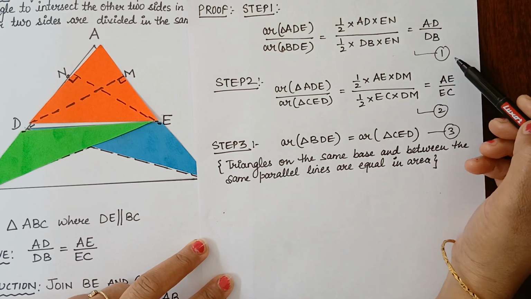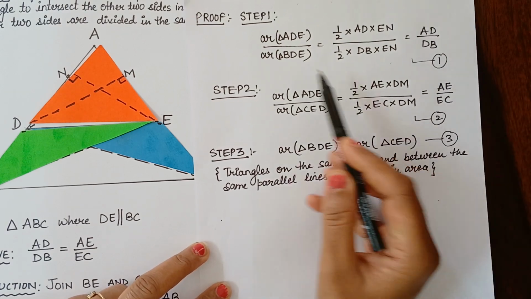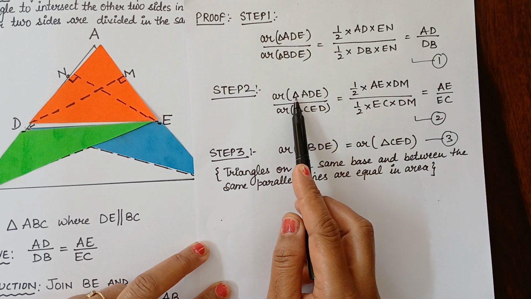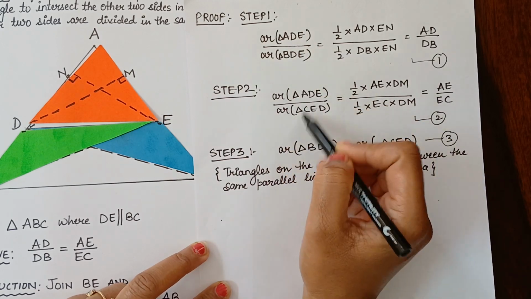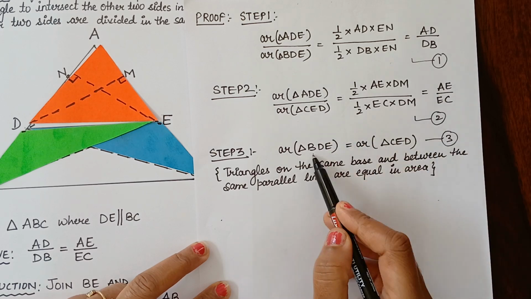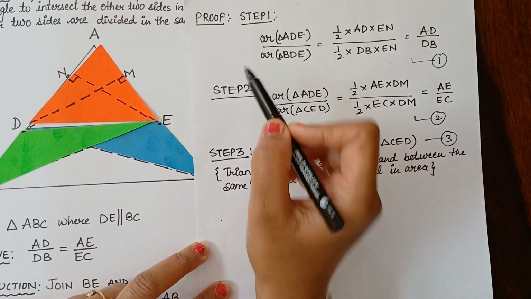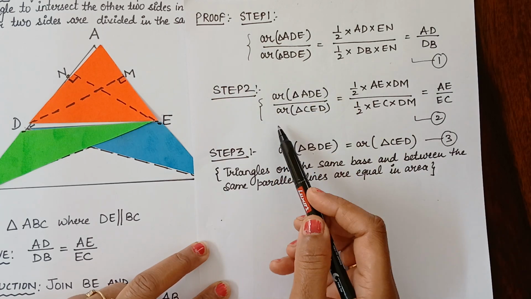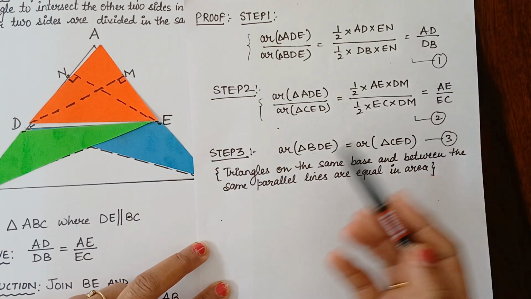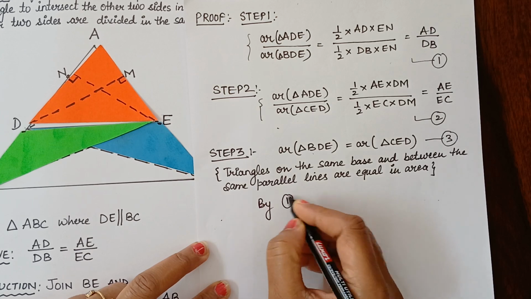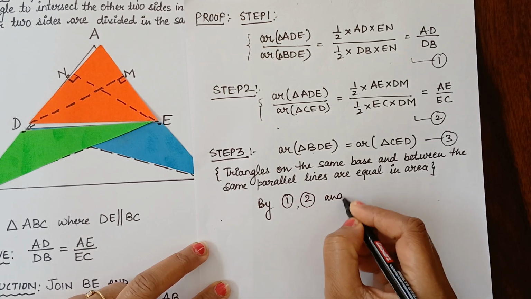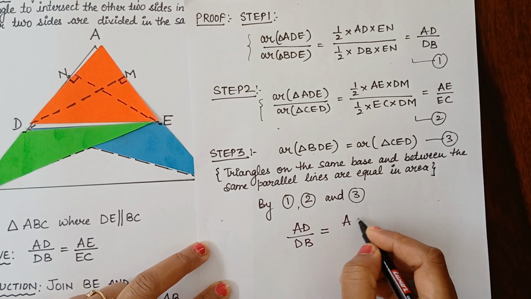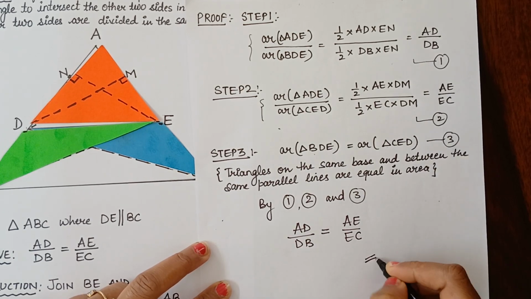Now you can carefully look into 1, 2 and 3. In step 1 numerator is ADE, in step 2 as well numerator is triangle ADE. Now their denominators are different, but in step 3 we have proved that they are equal. So you can see that left hand side of these two are equal, right? If left hand sides are equal, then right hand side will also be equal. So we can write it as by 1, 2 and 3 AD by DB is equal to AE by EC, hence proved.